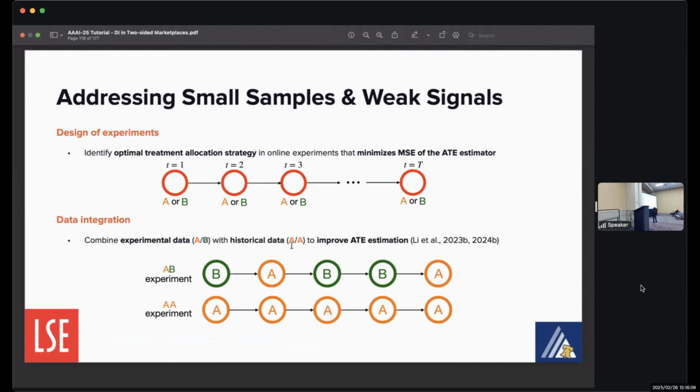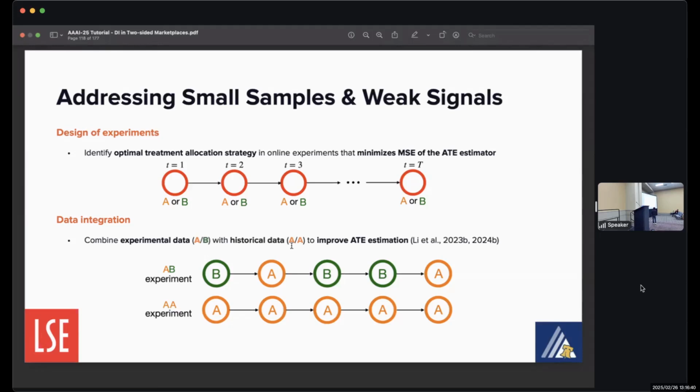Okay? So basically, what we can do is that we can carefully design the experiments to determine, at each time point during the experiment, whether we should use the old policy or the new policy, so that after we collect the data based on this design, the ATE estimator computed based on this data will achieve the minimal mean square error. Okay? So that's the objective of experimental design.